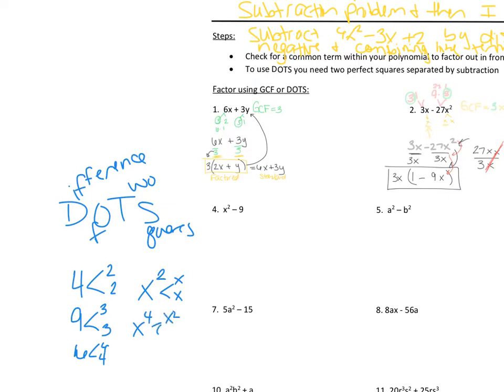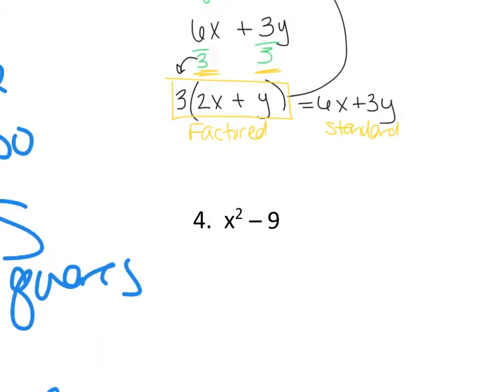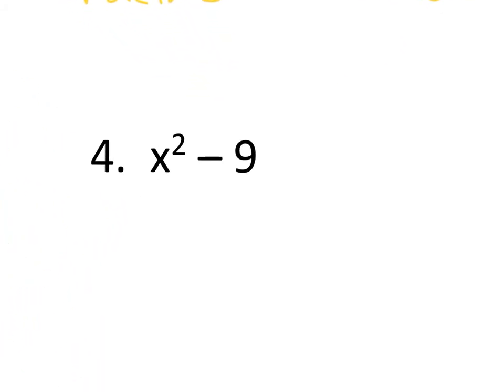X squared times x squared would get you x to the 4th. So you need two factors, two things. Two things meaning two terms, meaning a binomial, and you need them to both be perfect squares, and also subtraction.